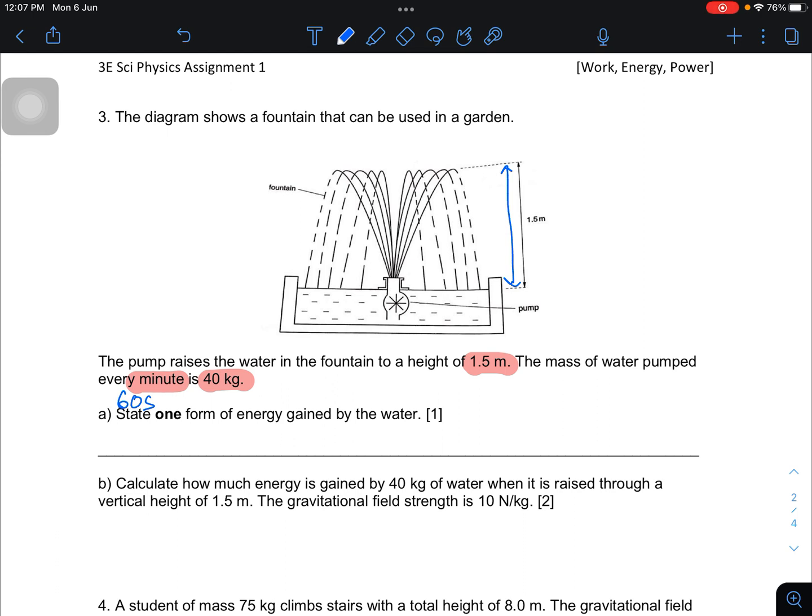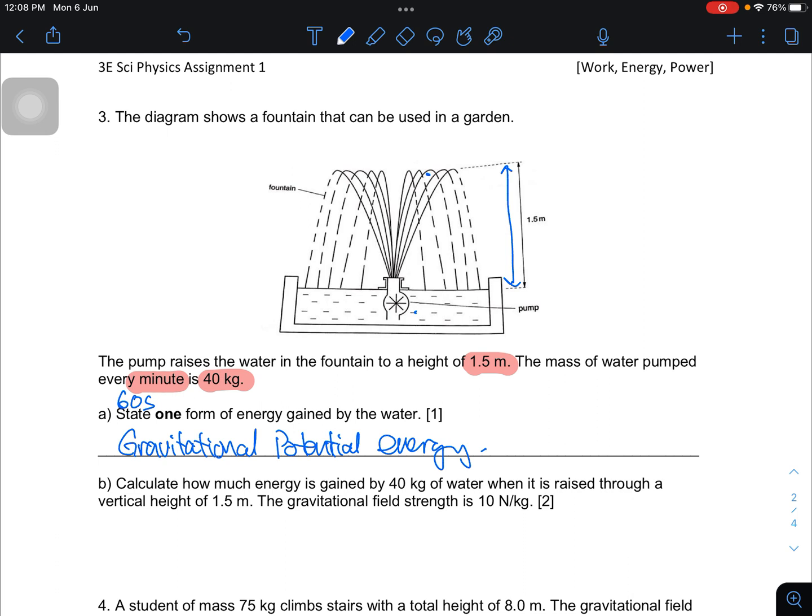State one form of energy gained by the water. At first the water was here, now the water is here. I think it's very simple. The main form of energy gain is gravitational potential energy.